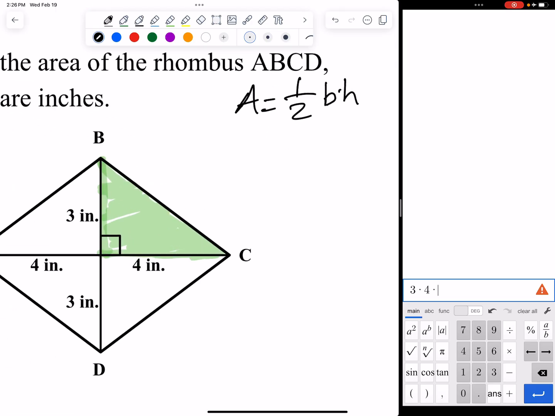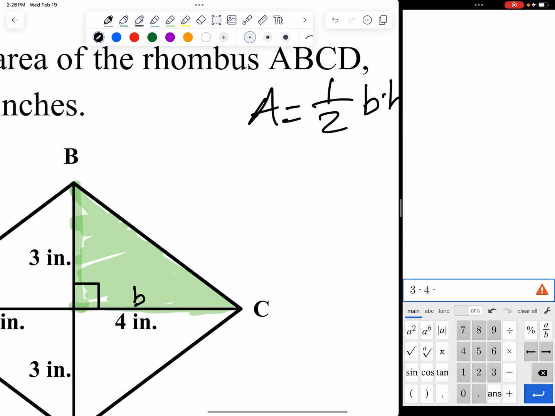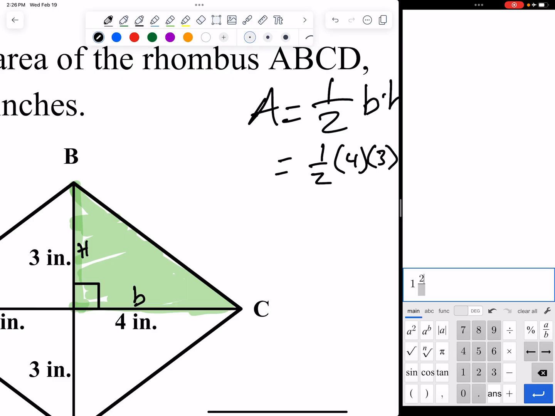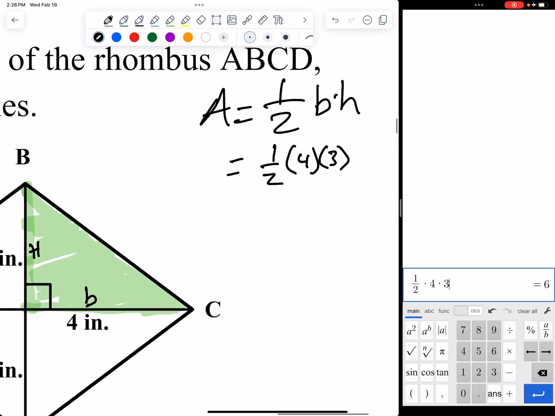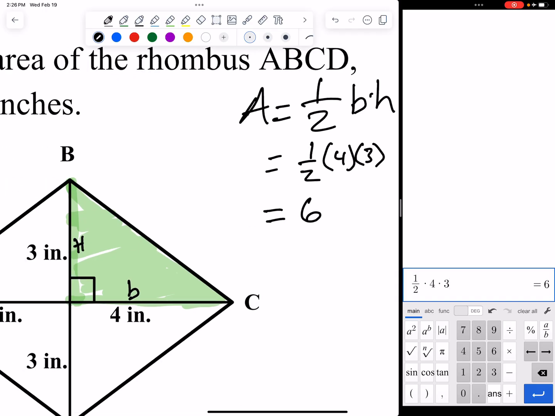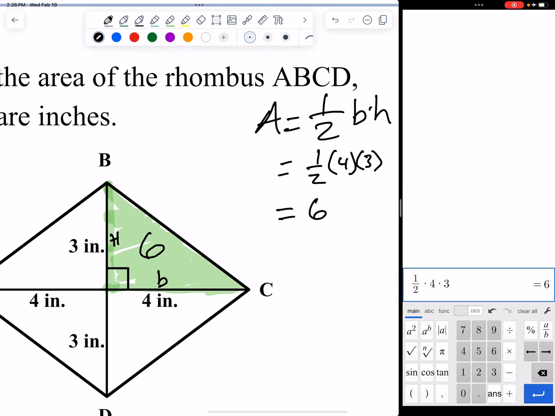So if I just focus on that triangle, this is my base and that is my height, I'm going to get 1/2. My base is 4. My height is 3. Go ahead and put this in here. 1 divided by 2. Let's go to the right to get out of there. Times 4 times 3. So does everything look okay? Yes. So I got 6. So now that tells me that the area of that triangle is 6.